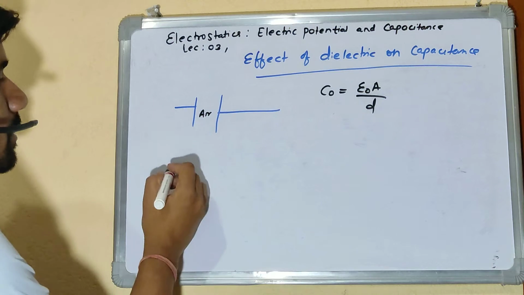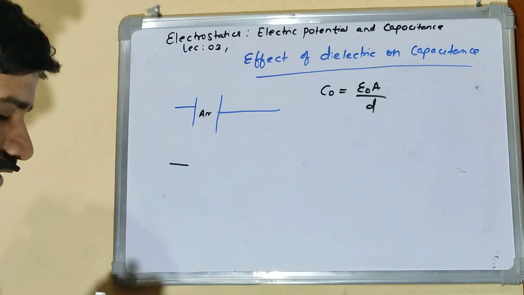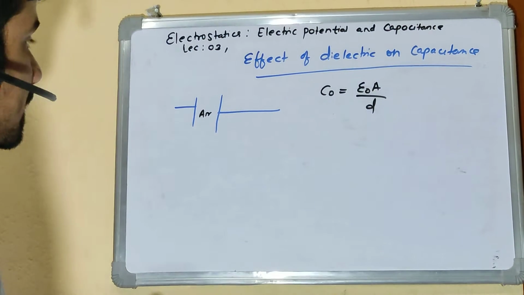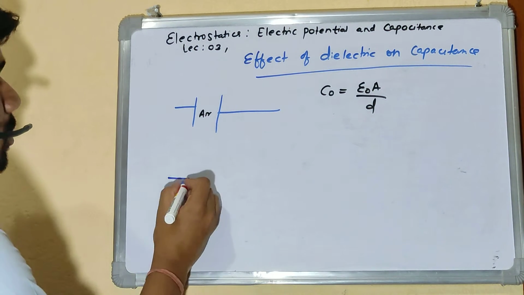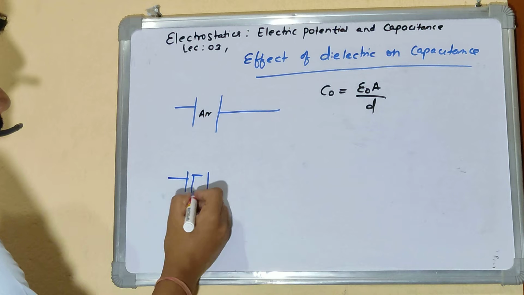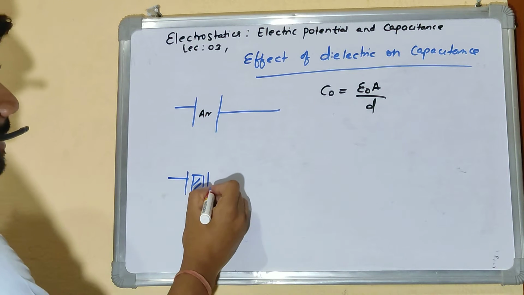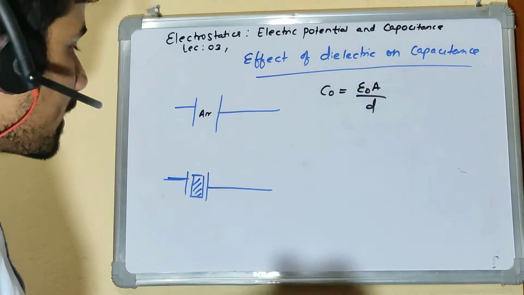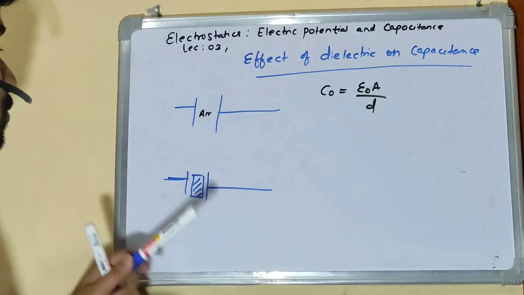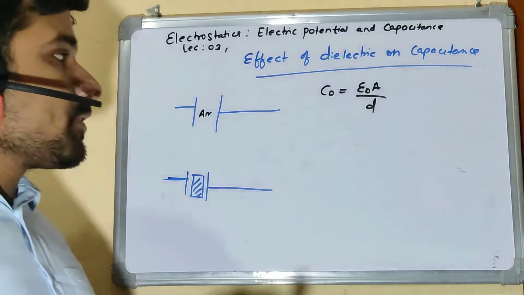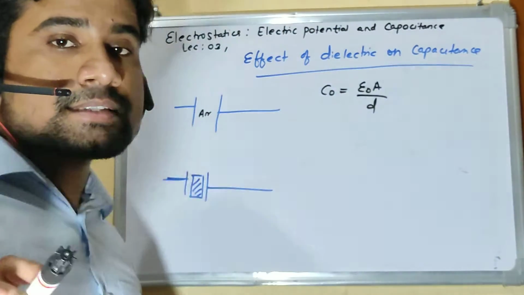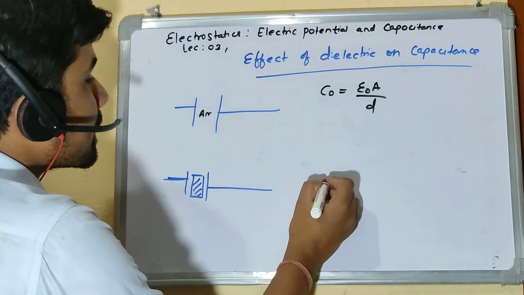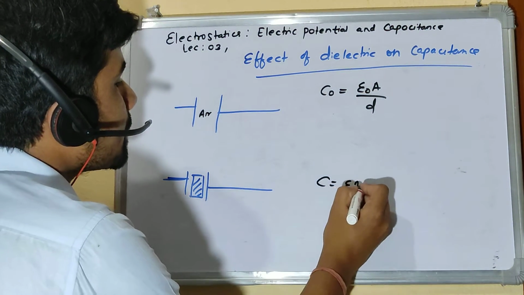But if there is a dielectric between the plates, let's see how it will affect the capacitance. Now I'll place a dielectric here. It may be any dielectric, might be mica or anything like that. This dielectric will have a permittivity different from epsilon naught. So now the capacitance will become epsilon A by D.